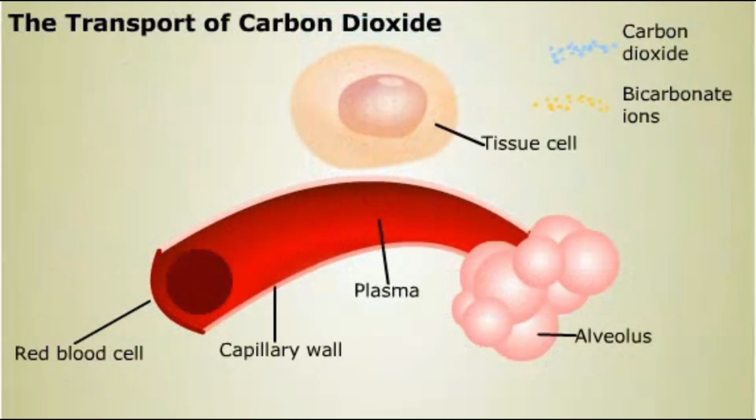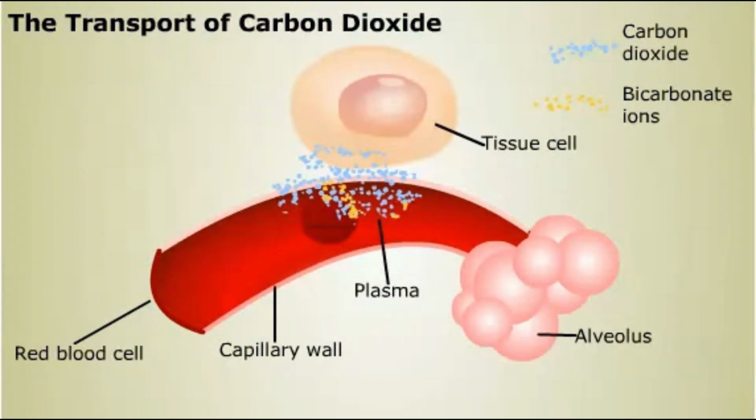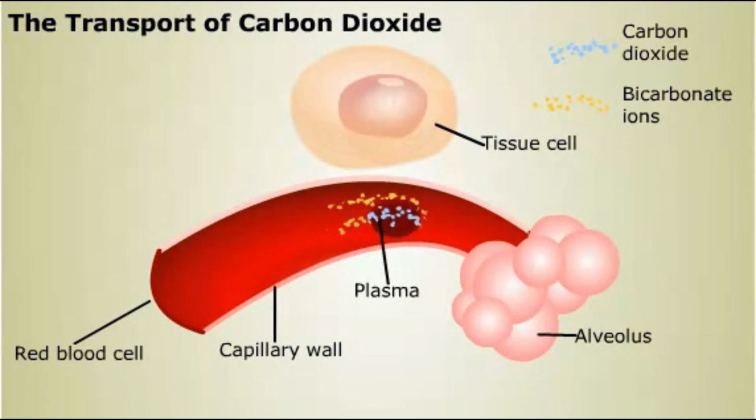Oxygen is not the only gas transported in the blood. In body tissues, the partial pressure of carbon dioxide is higher than its partial pressure in the surrounding blood. Thus, carbon dioxide diffuses into the blood from body cells. When carbon dioxide dissolves in plasma, it forms carbonic acid.